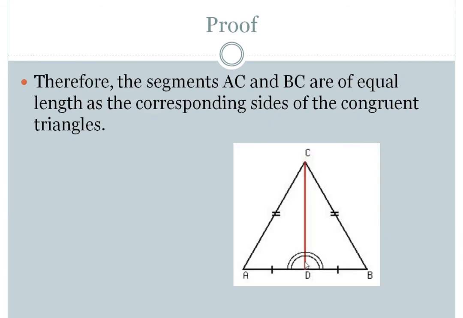Therefore, since these two triangles are congruent according to the side-angle-side postulate, that means that the segments AC and BC are of equal length as the corresponding sides of the congruent triangles.